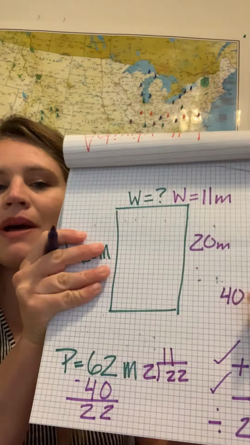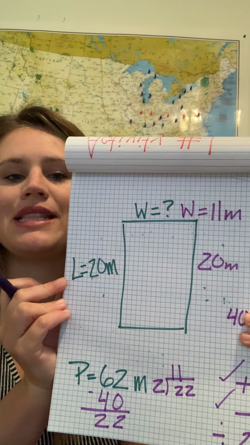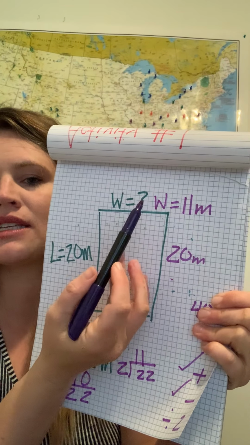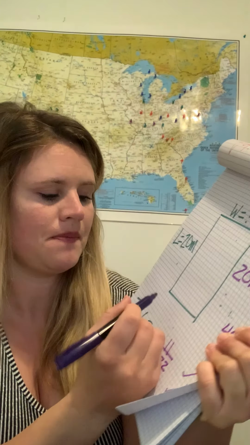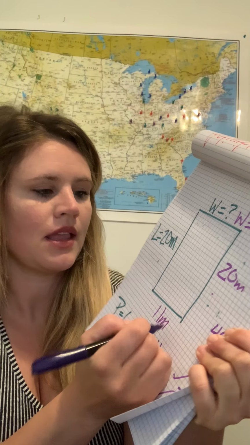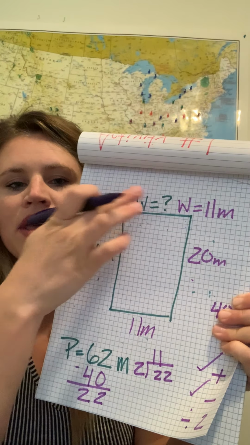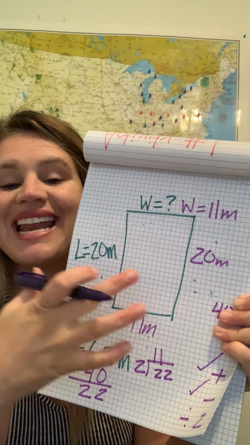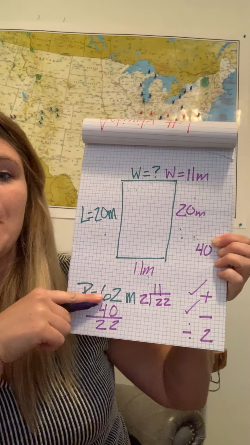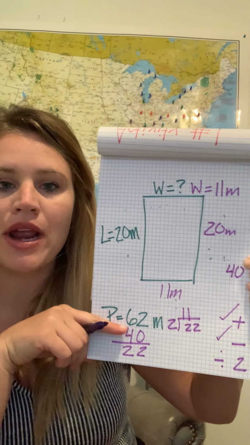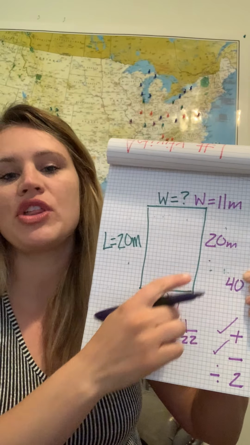Now, what's nice about this, we can make sure we have our answer correct when finding the missing side. So I know this is 11 meters up here. I can also put 11 meters down here. If I add all these together, my width and my length, it actually equals my 62 meters. So I know I got the answer correct because I took the time and added all these together.